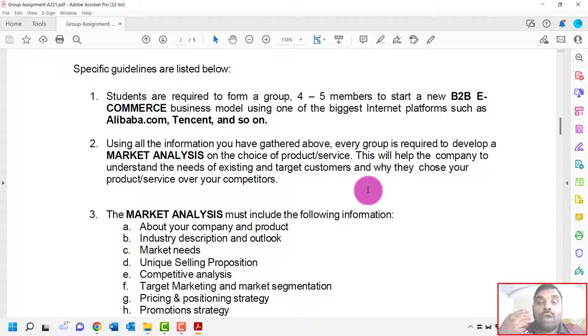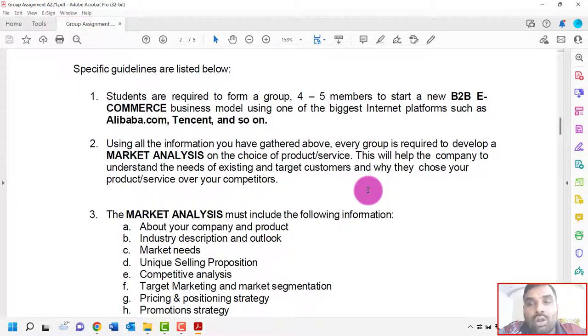You have to propose your business idea, how you want to use an available business platform like Alibaba, and make sure your business or your product is available for another business. That's why I call it business to business. Alibaba.com is not for B2C, it's more for B2B. That's why you have to buy in bulk, not a single unit. And also Tencent, IndiaMART, and so on.